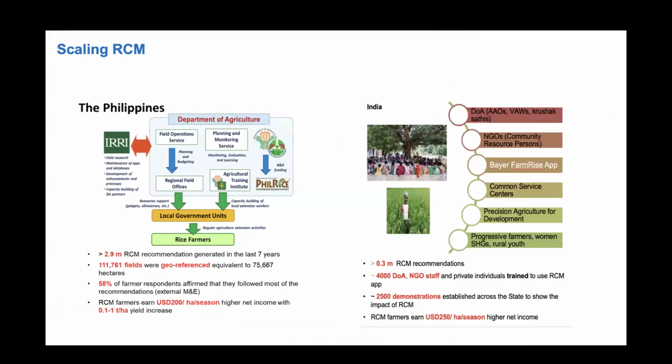We have been able to scale RCM in Philippines and in India through different partners. And in Philippines, mainly through the Department of Agriculture. We've already generated more than 2.9 million RCM recommendations. So you can already see the kind of backend data set that has been generated with RCM. All these profiles of the farmers are a part of this backend data set.